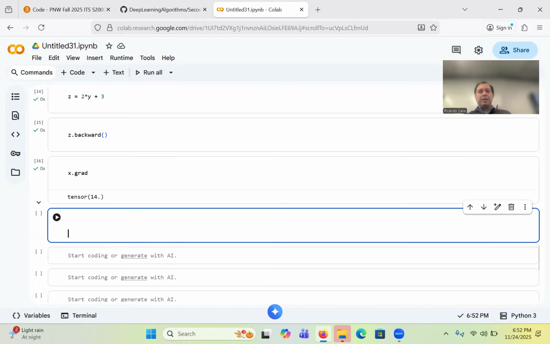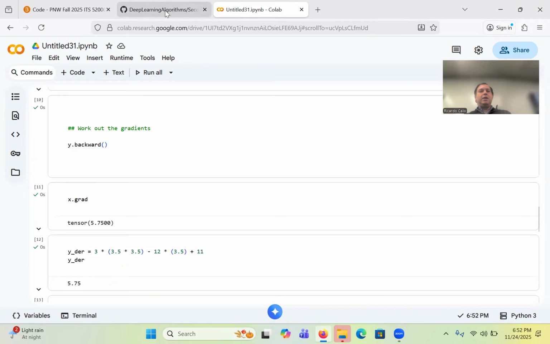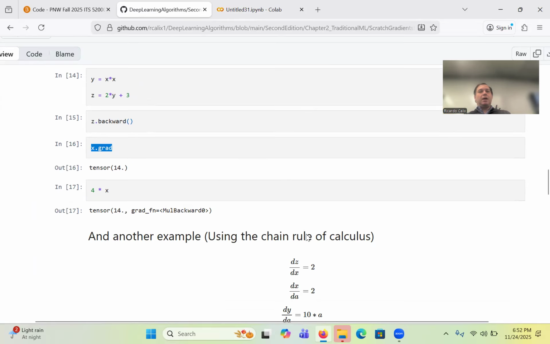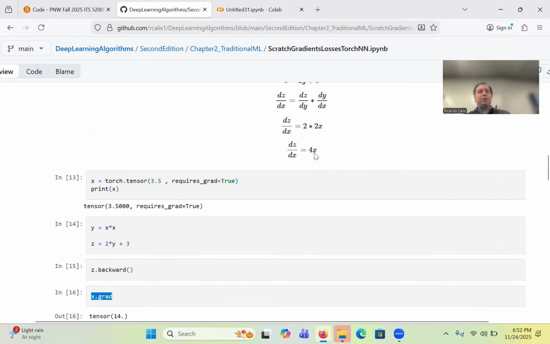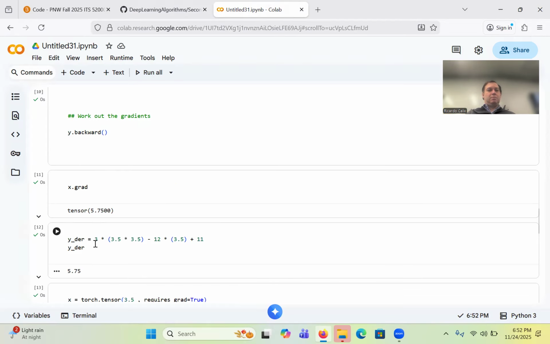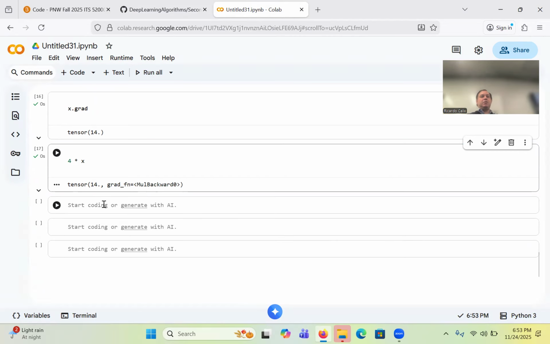To corroborate, well, we know that over here, right, the derivative of this is this one over here, right? So manually, 4x. So we just corroborate this. X is 3.5, I think. So that gives us 14, and this 14 matches.